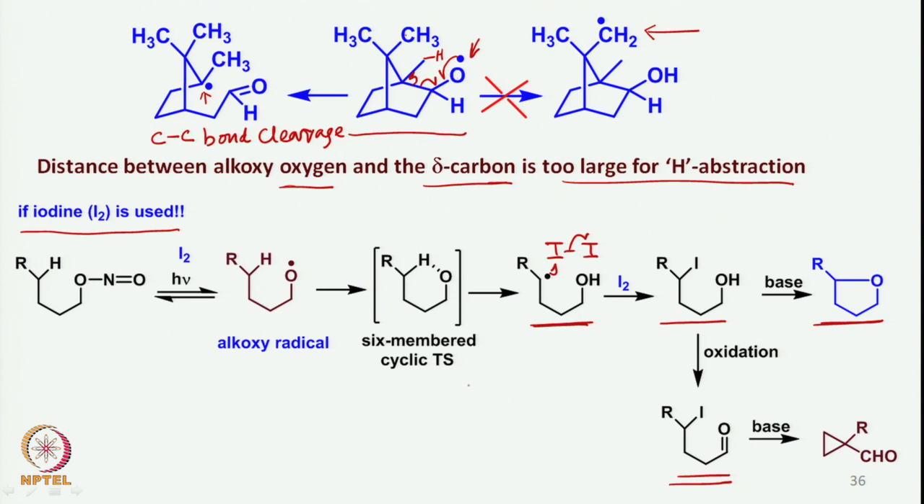So, if we take this particular iodo compound and react it with a base, then you generate a negative charge here that can attack this carbon and form the corresponding tetrahydrofuran based product. On the other hand, if we oxidize this alcohol to the corresponding aldehyde and use a base, then you can generate an anion alpha to the aldehyde, and that undergoes an intramolecular reaction to form the corresponding cyclopropane. So, if we use iodine, then we have a possibility of a cyclopropane ring formation, or a tetrahydrofuran type of ether formation is also possible.